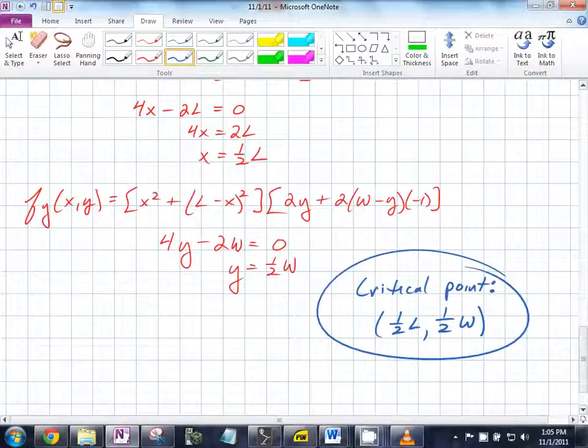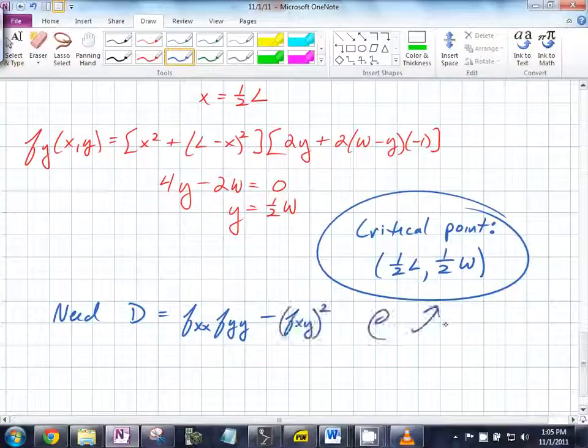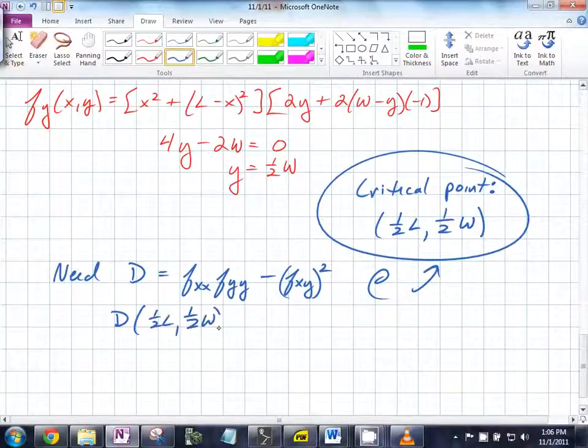At that point, right? So if you do this out, what do you find out? You find out that D at (1/2 L, 1/2 W) is what? Is it positive or negative? What do you remember? Did anybody do this? It comes out to be what? Positive. And you also need to know what is fxx, right?